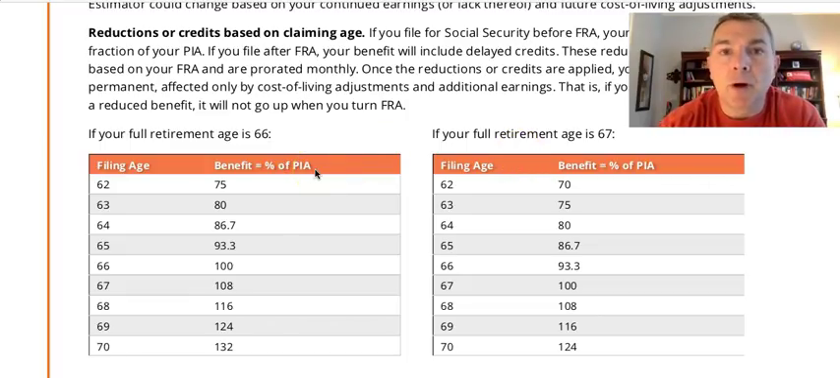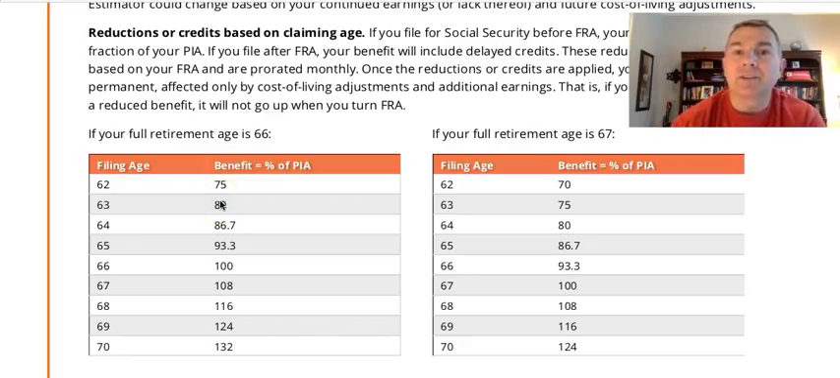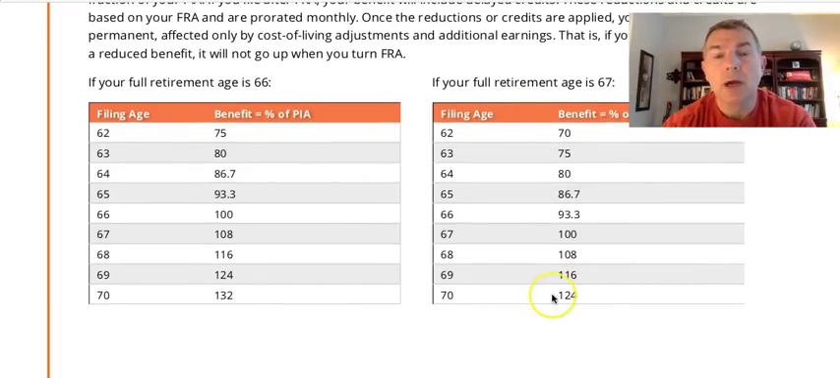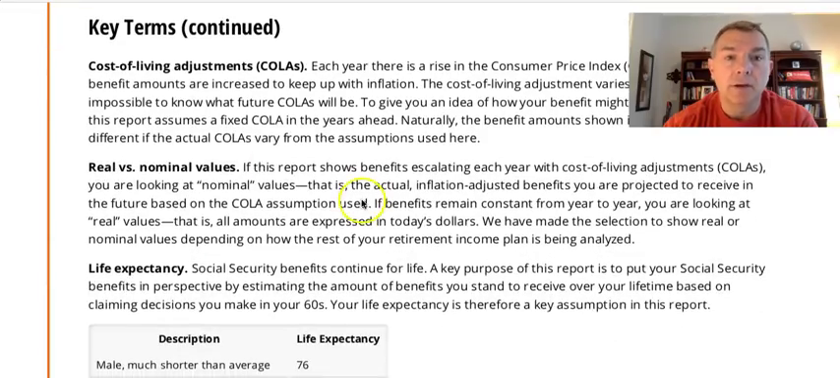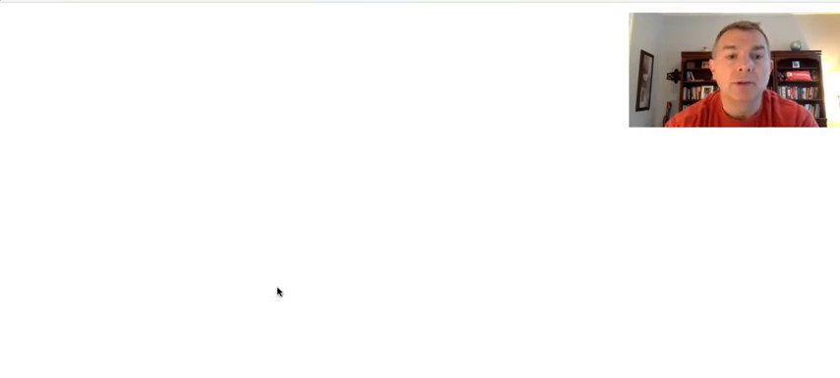So remember, if your FRA is 66, you'll get 75% of your PIA if you file at 62, but you'll get 132% of your PIA if you file at 70. For 67, which is what I am and we're showing here, it's a 30% reduction, so 70% of your PIA if you file at 62, and only 124% of your PIA if you file at 70. All kinds of key terms, and then here's the life expectancy scenarios.